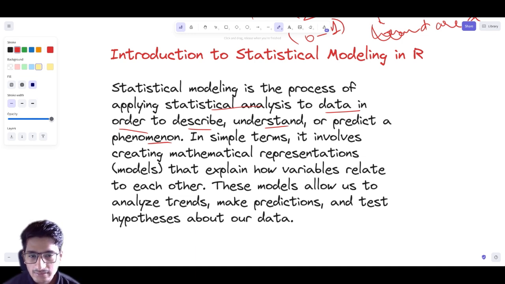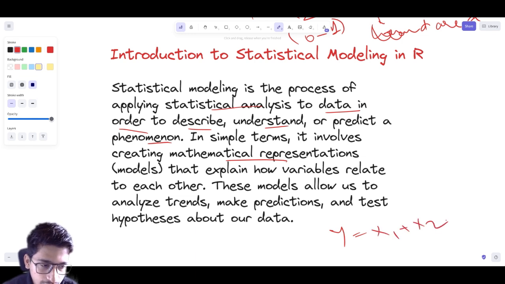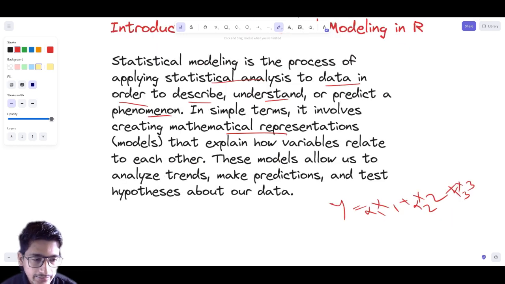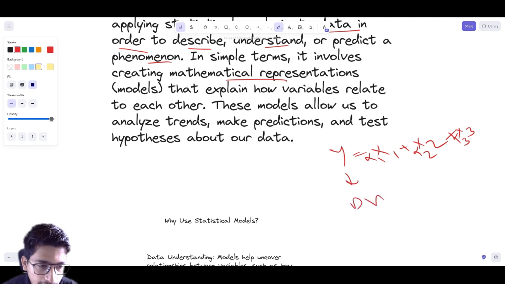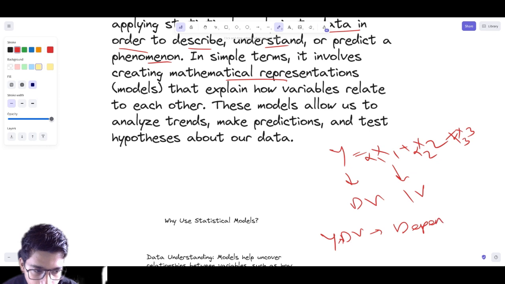Statistical modeling allows us to check or test our hypothesis. So in simple terms, it involves creating a mathematical representation, which is generally a linear formula, that is y is equal to alpha 1 x1 plus alpha 2 x2 plus alpha 3 x3. And here y is known as your dependent value, the DV, and x is known as the independent value.